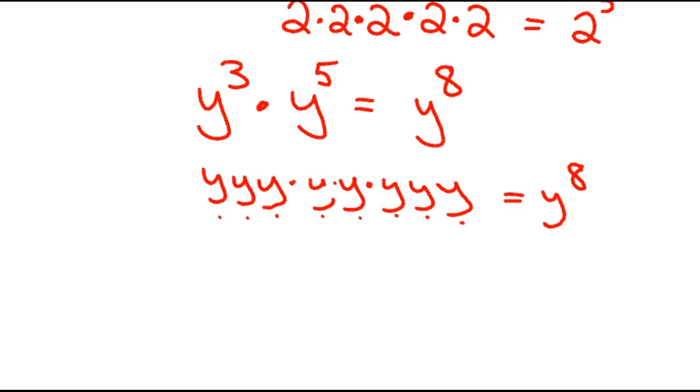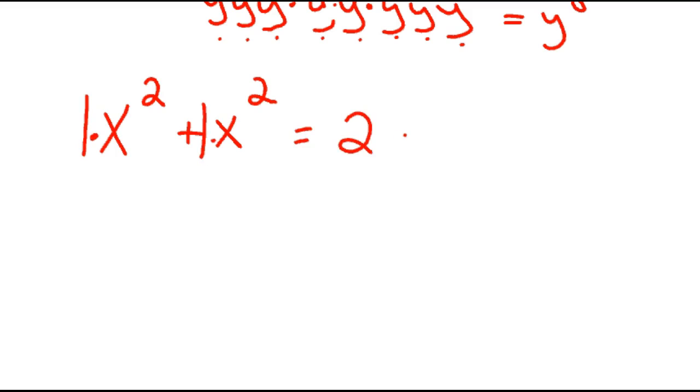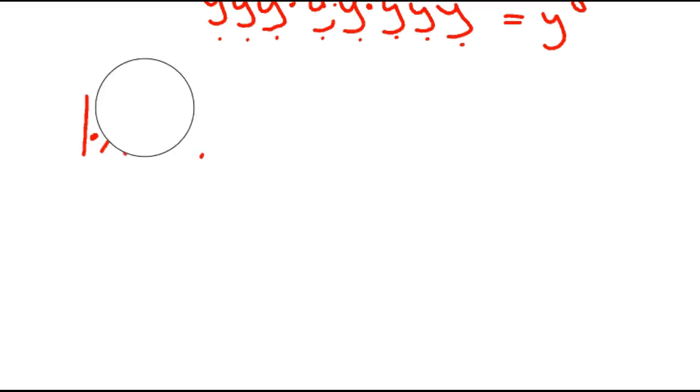Okay, and you want to be careful. If you had x squared plus x squared, sometimes people add the exponents, which is wrong. Basically, we have 1 of these plus 1 of these, so we have 2 of those things. So it's 2x squared, and with addition you don't add the exponents, only with multiplication. But that's a common error or misconception.